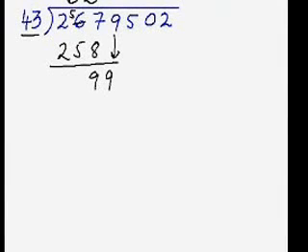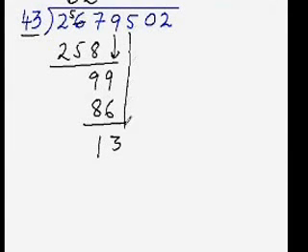Now once again multiply this answer digit with the digits of the divisor. 2 times 3 is 6 and 2 times 4 is 8. Now 9 minus 6 is 3, and 9 minus 8 is 1. Now drop down the next digit, it is 5.